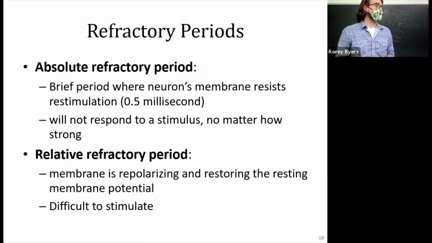Now, just half a millisecond, that's not very fast at all. Or I mean, reverse that, that's extremely fast. So I'm saying very quick. And so almost immediately after, if we receive more, then we could potentially send another action potential.